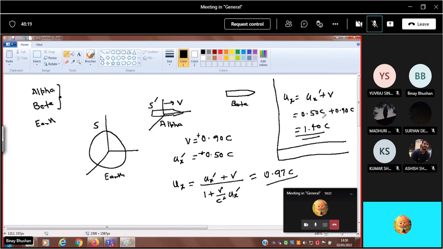Okay, so why does Newtonian mechanics fail here? It is because both spacecraft alpha and beta have a speed which is comparable to the speed of light in free space. So you cannot use this. No way. Newtonian mechanics fails here. You have to use STR. And when you use STR, then you get ux equal to 0.97c, which is definitely less than c. Is it okay?